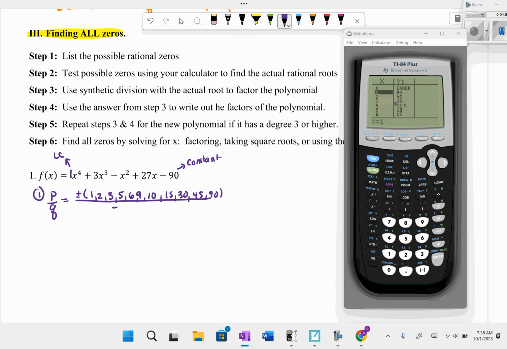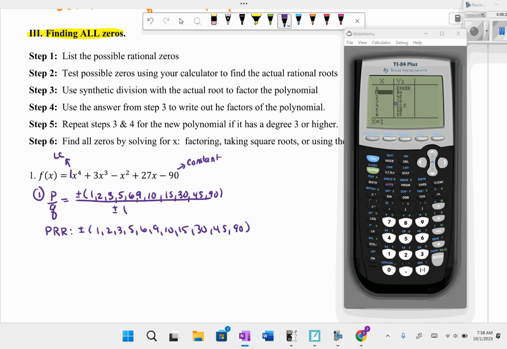And my factors of my leading coefficient are just plus or minus 1. So this makes the possible rational roots easy because we're only dividing by 1. So it's just really plus or minus the factors of 90. So 1, 2, 3, 5, 6, 9, 10, 15, 30, 45, and 90.